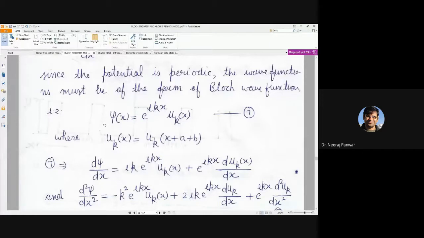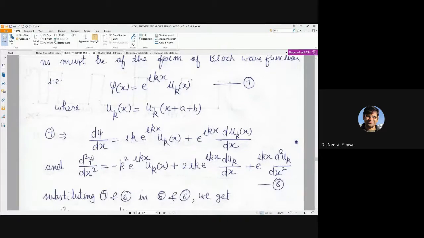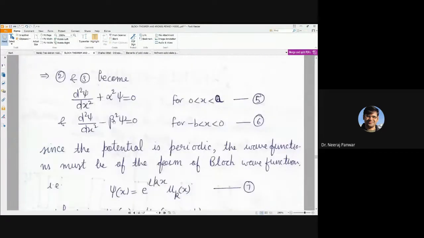If we substitute this wave function in the Schrodinger equation, first we need to get these values, so we differentiate it. d psi over dx, we will get ik e to the power ikx u(kx) plus e to the power ikx du(kx) upon dx. Similarly, we will get the second derivative of this, and we substitute psi(x) and its second derivative in these equations.